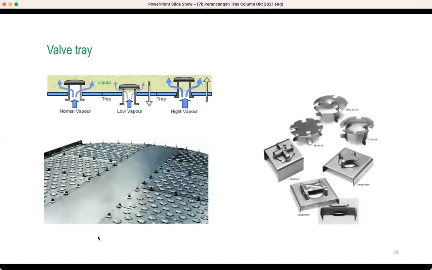Okay. The next one is called the valve tray. When you have a valve like this one, at normal vapor, the valve will push up, and then vapor will go to the liquid there, and then there would be contact. When it has a low vapor, the valve will just come down and close, so there is no weeping of the liquid. When you have a very high vapor, it will just rise like that. So it looks like this, a valve tray like that. In a normal condition, the valve would look like this one.